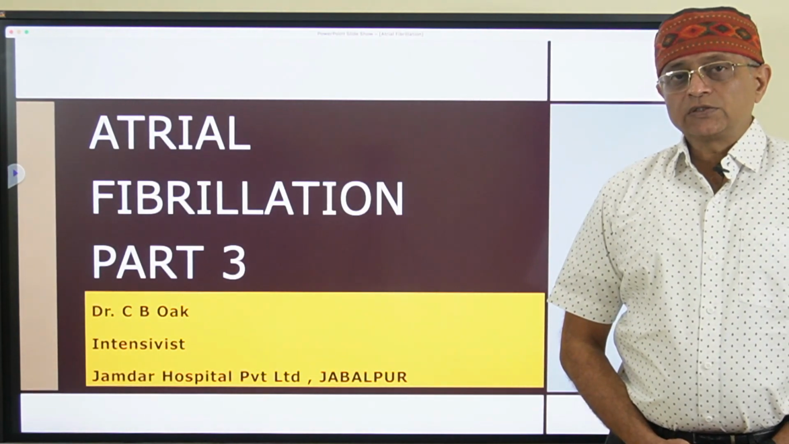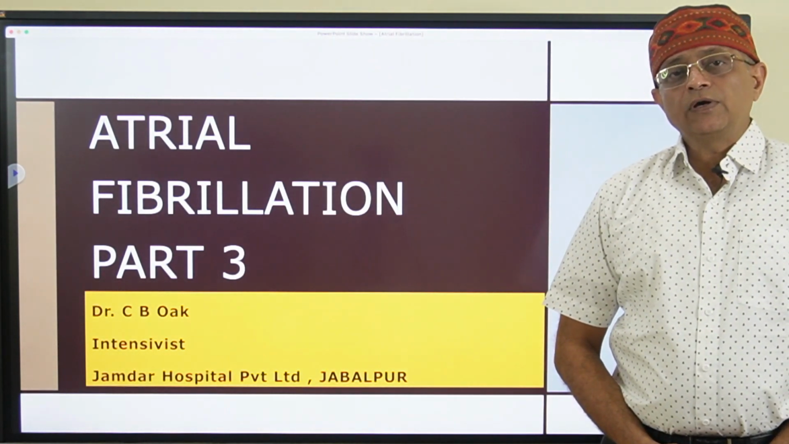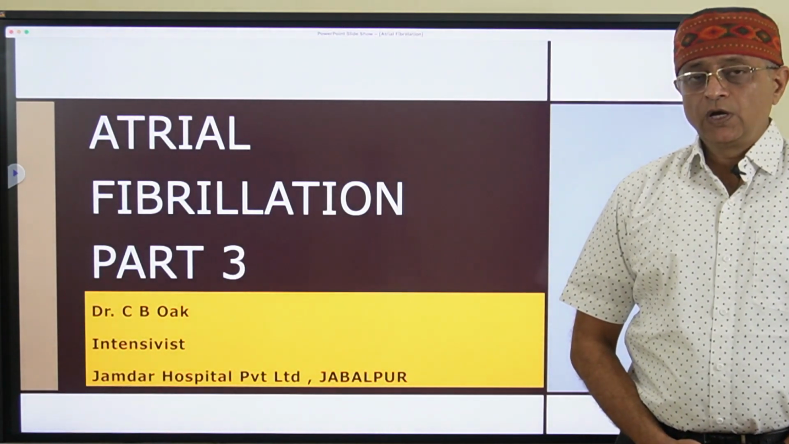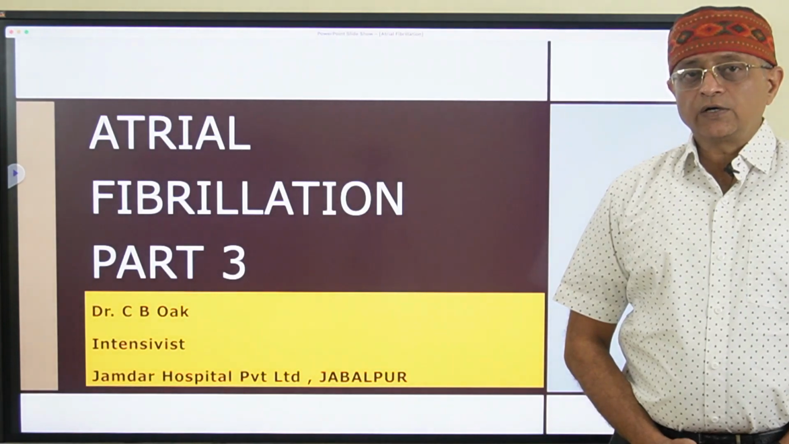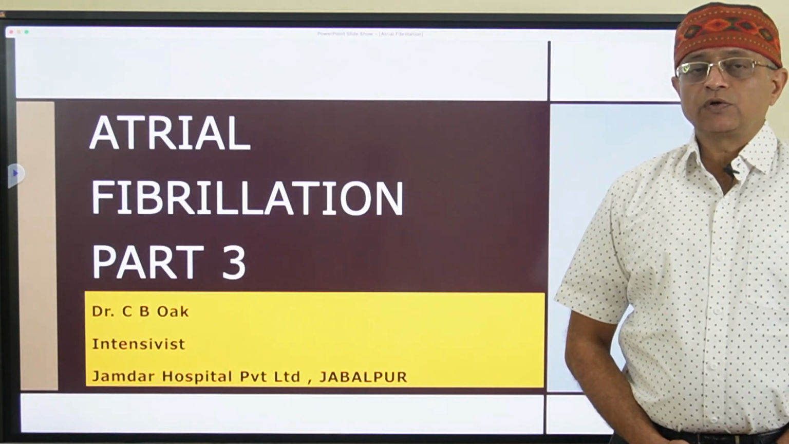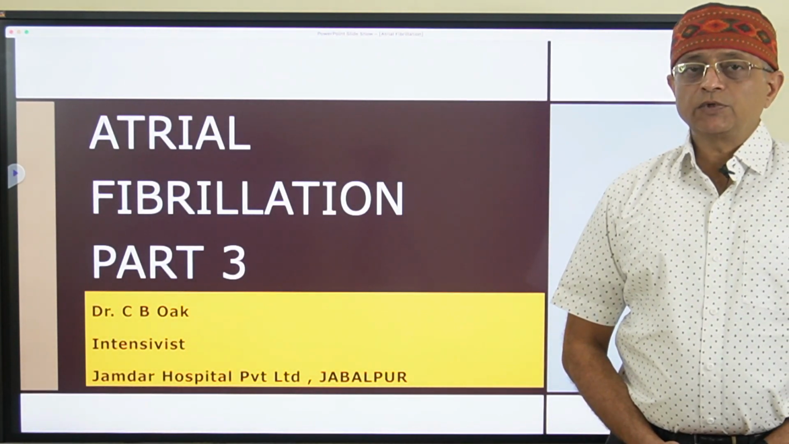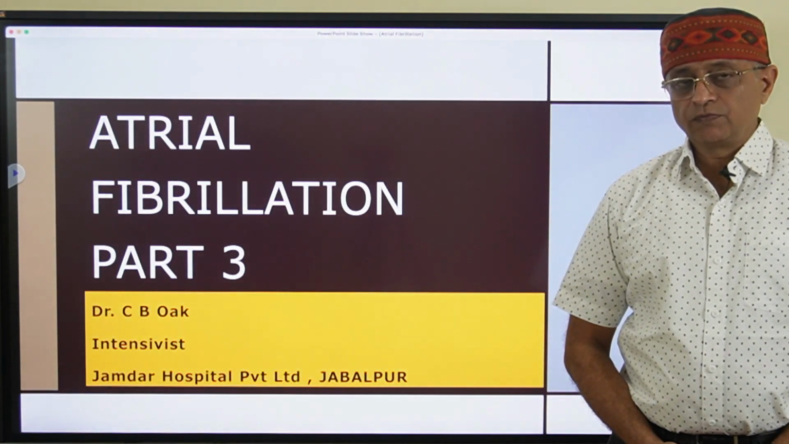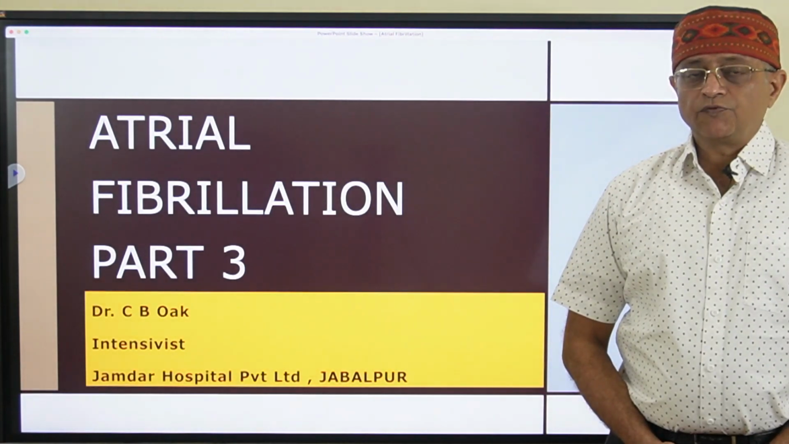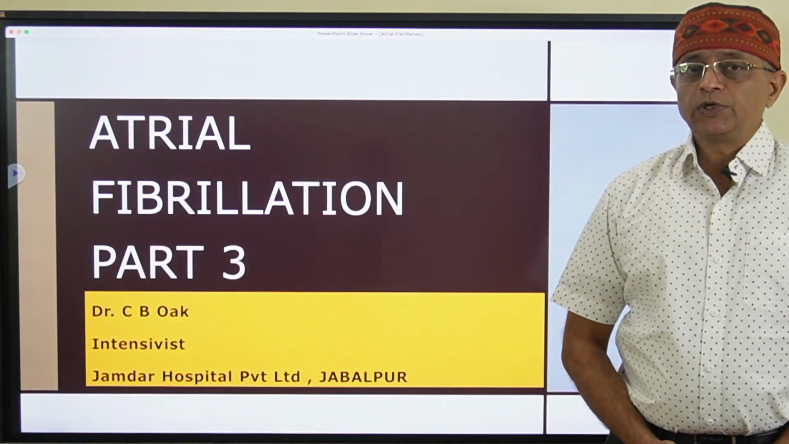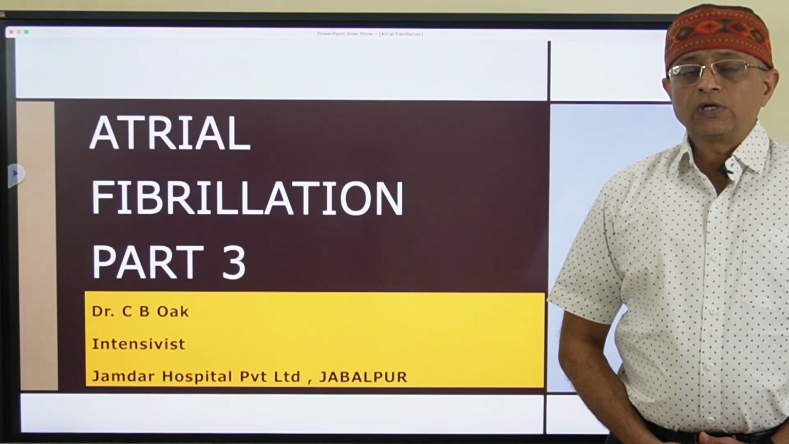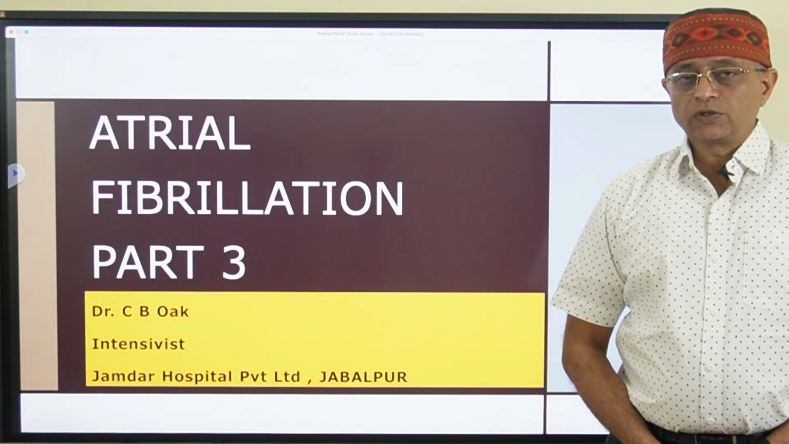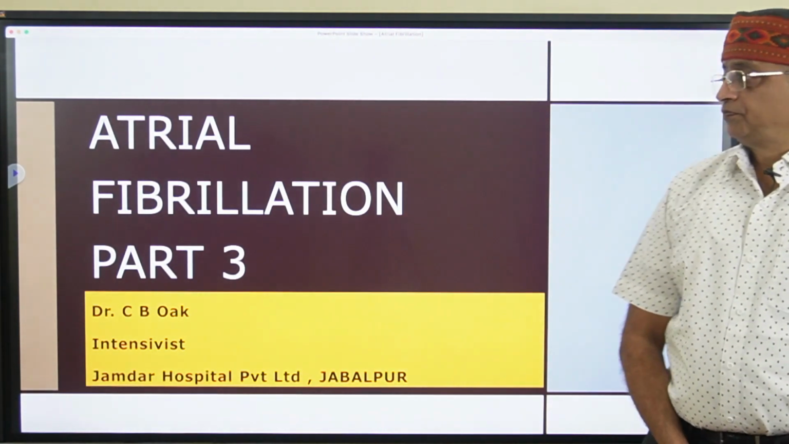Rate control means the patient continues to have atrial fibrillation. He or she does not have a sinus rhythm, but the target of the treatment is to reduce the ventricular rate. While in rhythm control, the target is to achieve a sinus rhythm. So when do we prefer which therapy? Let's discuss some points regarding the rate or rhythm therapy in atrial fibrillation.